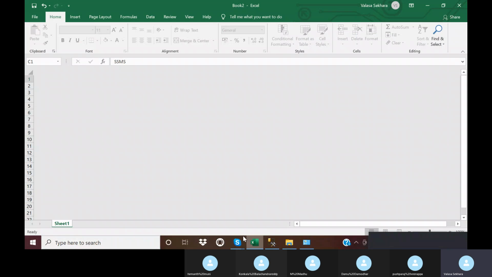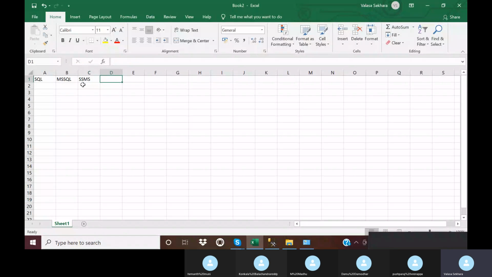Now coming to SSMS, we have discussed. So SSMS is a mediator. It will help to write a SQL to send as a request to the database engine. Then the database engine will respond and give the output. That is SSMS, SQL Server Management Studio.